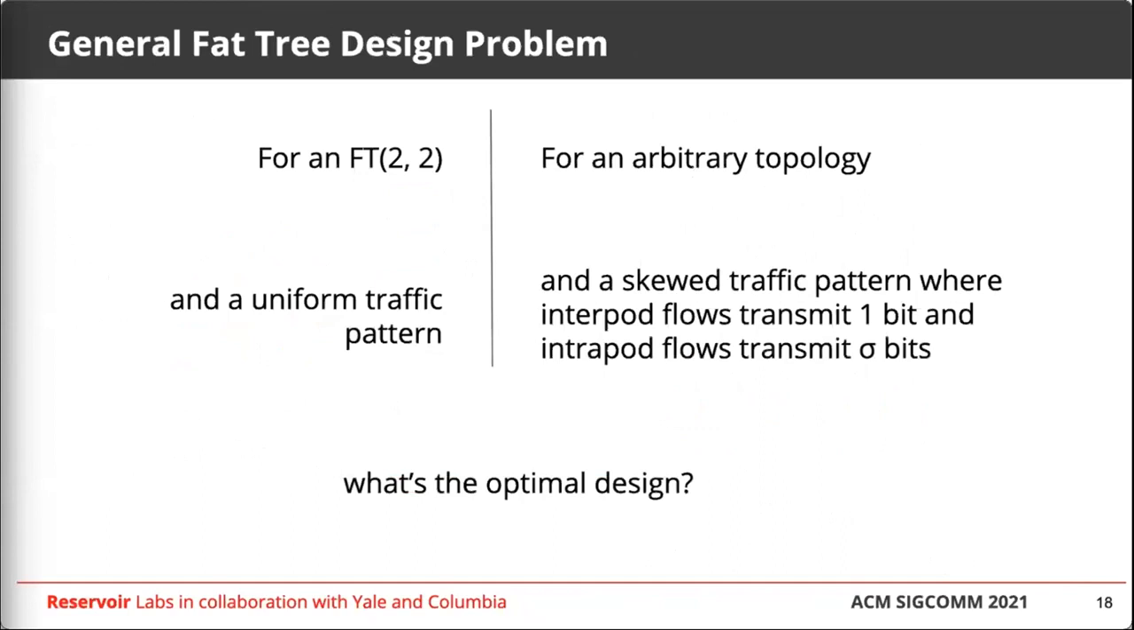Now let's generalize this question a bit. Instead of a 2-level binary tree, let's consider an arbitrary topology. And instead of all the flows having size 1 bit, let's say intrapod flows transmit sigma bits. So it's a non-uniform traffic pattern. And the optimal design turns out to be what we call the proportional design.